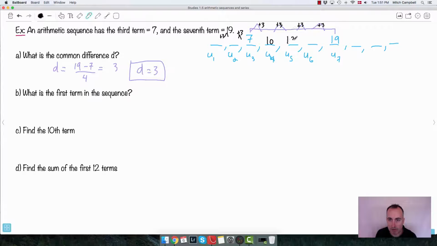10 plus 3 is 13. 13 plus 3 is 16. 16 plus 3 is 19. So this does work. We've done it right. Now, if we want to work our way backwards then, what number plus 3 is 7? Or you can say 7 minus 3 is 4. What number plus 3 is 4? 1. So do you see how we've sort of worked backwards?